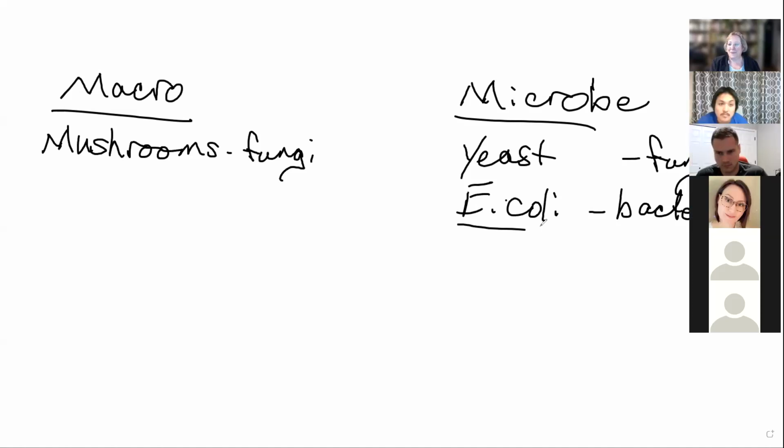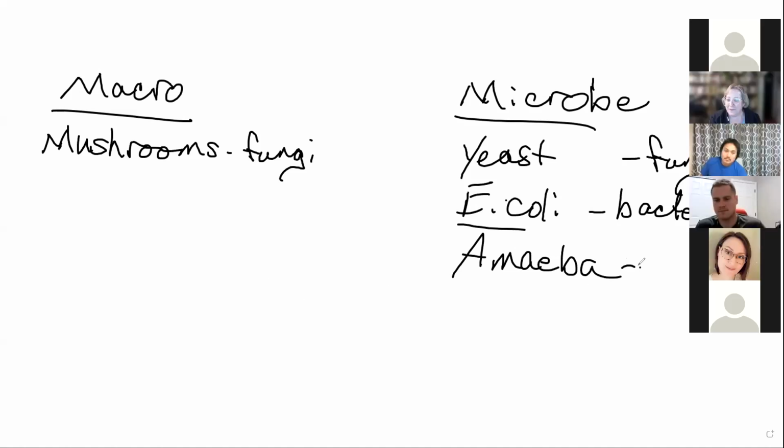An amoeba under microbe? Yes, an amoeba would definitely go under a microbe. Amoeba. And I think I got the E and the A backwards. It's fun to say. It is fun to say. Yeah, and amoebas are protozoa.